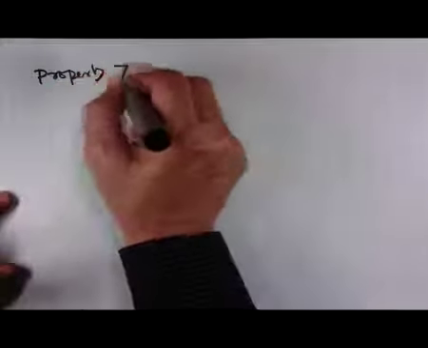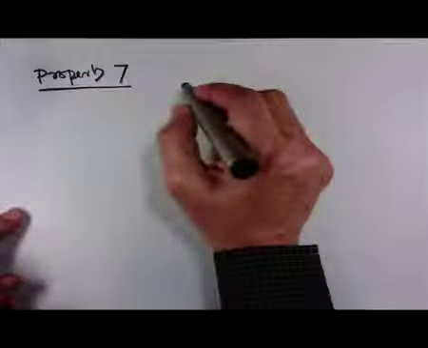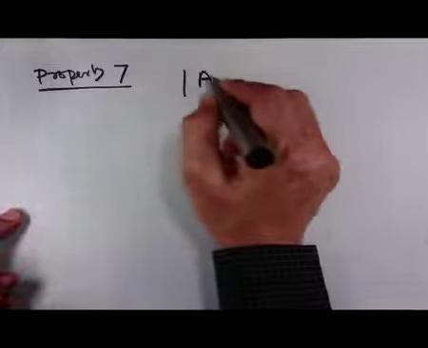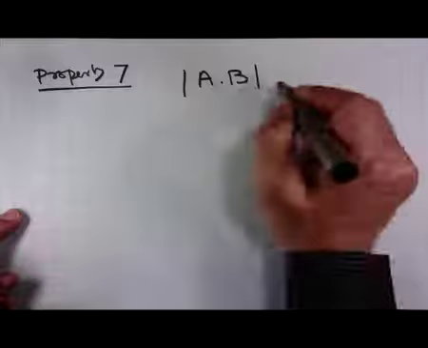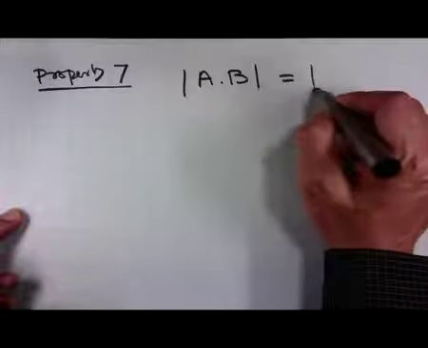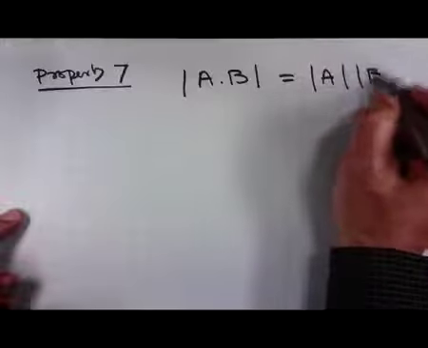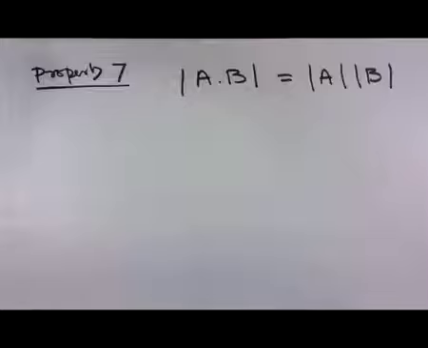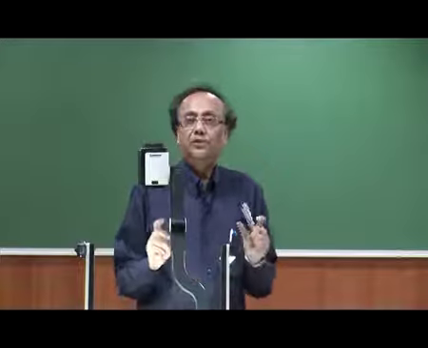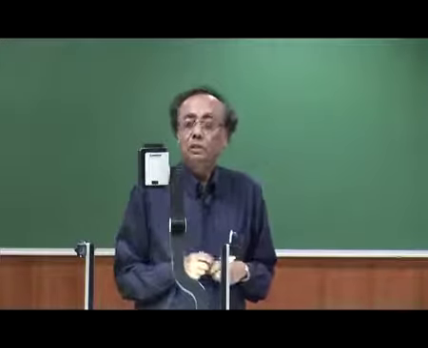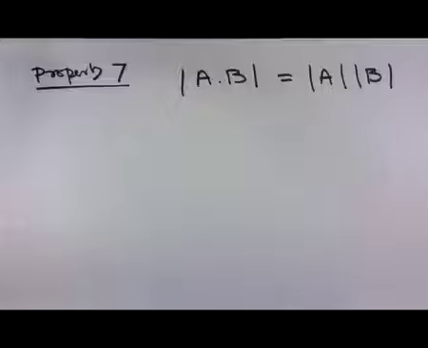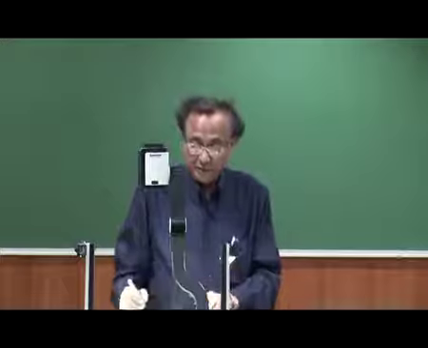Property 7. Determinant of A B is equal to determinant of A into determinant of B. I directly show it for A and B of size 2 cross 2, and I suggest that you verify the same way for 3 cross 3 matrices.